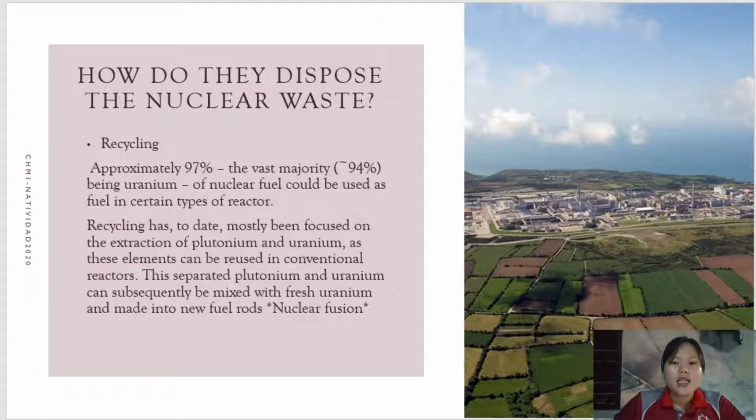Okay, so 97% of the uranium could be used as fuel in certain types of reactors. So recycling is actually the most used tool for nuclear waste. It mostly focuses on extraction of plutonium and uranium, as these elements can be reused in conventional reactors. So this separated plutonium and uranium can subsequently be mixed with fresh uranium and made into new fuel rods for the nuclear fusion naman. Okay?